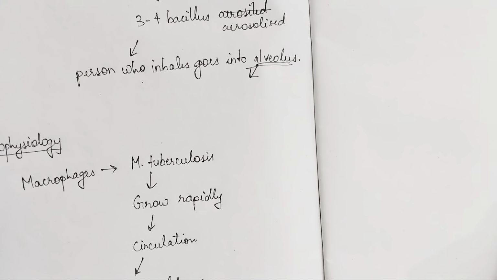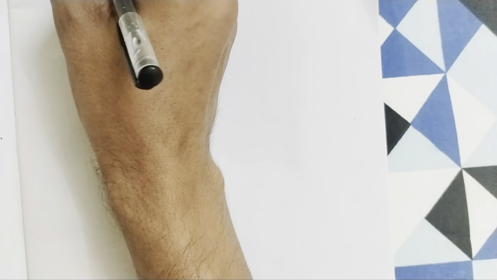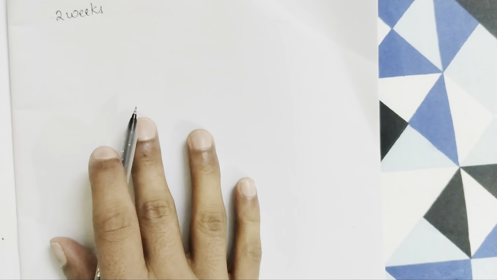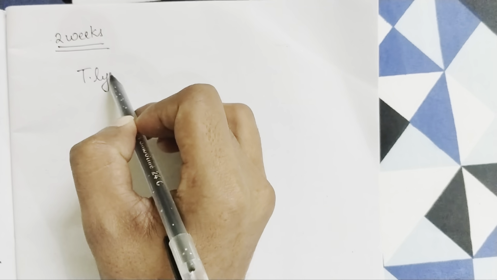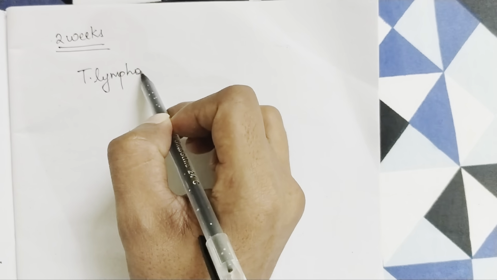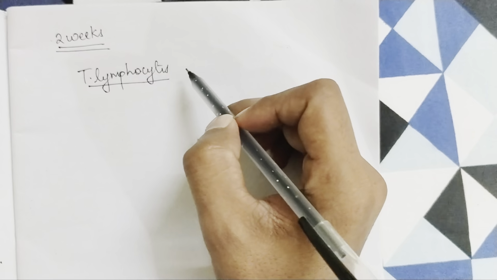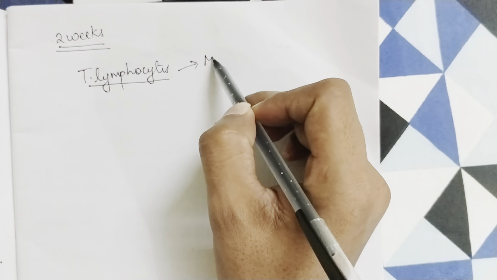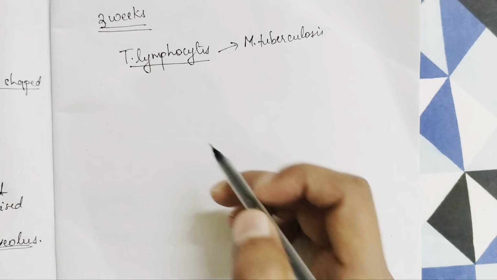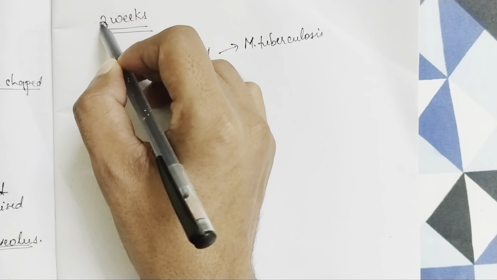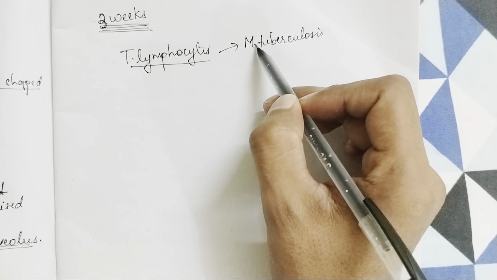After it goes and resides there, what will happen? After 2 weeks of infection, it will multiply. After 2 weeks of infection, the T lymphocytes will get activated, and then they go and kill the Mycobacterium tuberculosis. Sorry, but not 2, but 3. After 3 weeks of infection, the T lymphocytes will get activated and go and kill tuberculosis.